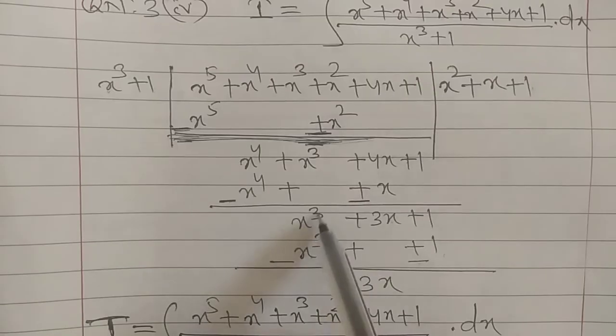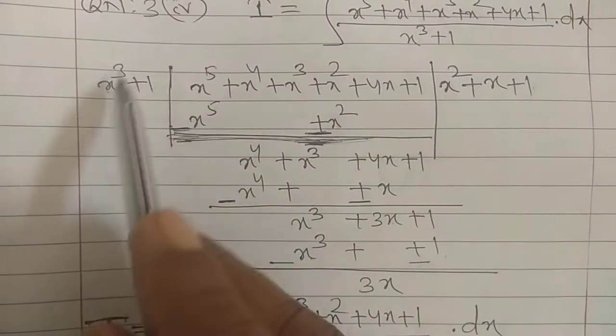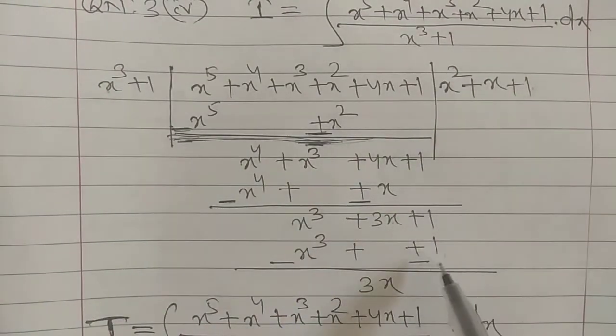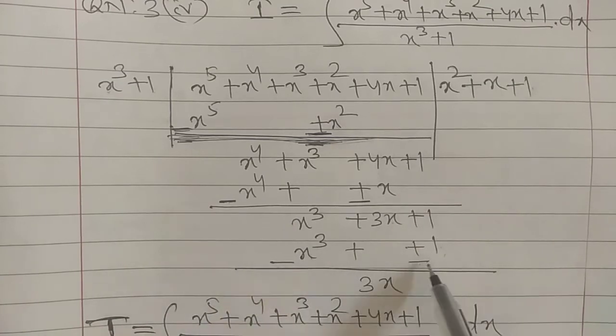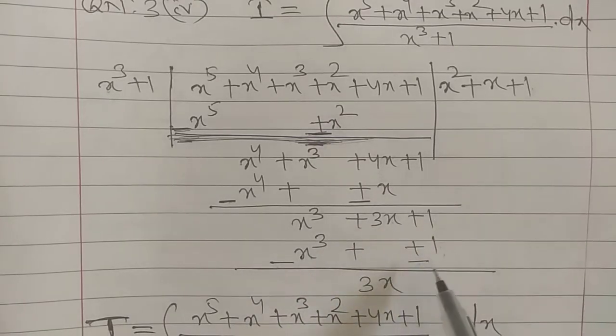And again this x^3 is divided by x^3, so that is 1. And 1 into x^3 is x^3, and 1 into 1 is plus 1. Taking the difference, x^3 minus x^3 cancel, and here plus 3x, and 1 minus 1 cancel.